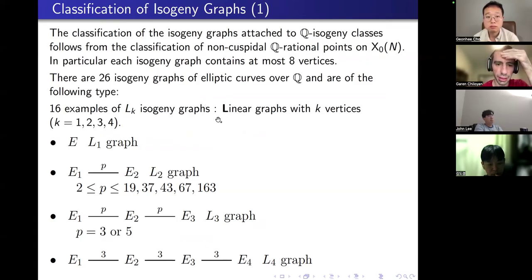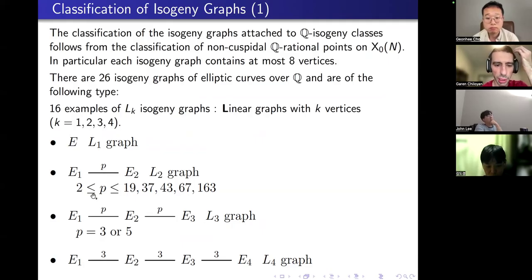There are 26 different isogeny graphs. 16 of them are linear, and I denote them as L_K, L meaning linear, K being the number of vertices. So what kind of isogeny graph will be an L1 graph? Well, it's linear, and it has one single elliptic curve. That's it. Just E. What about an L2 graph? Well, it's a linear graph with 2 vertices, connected by an isogeny of prime degree.